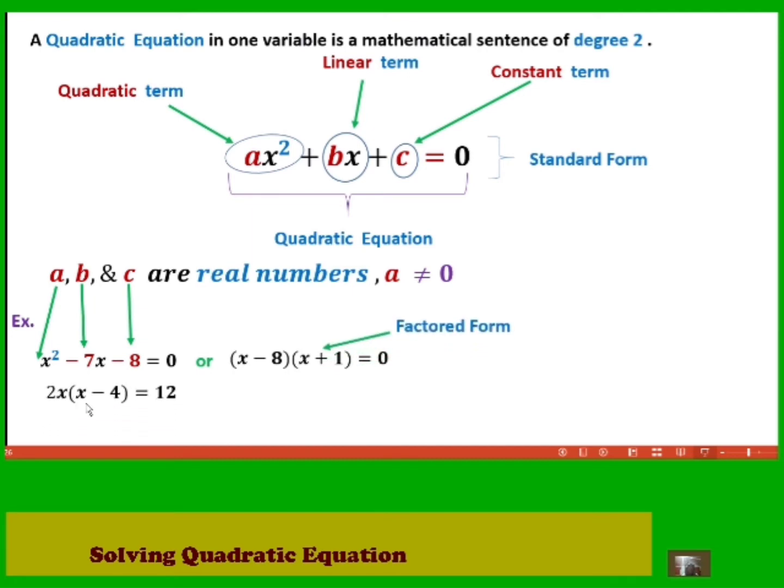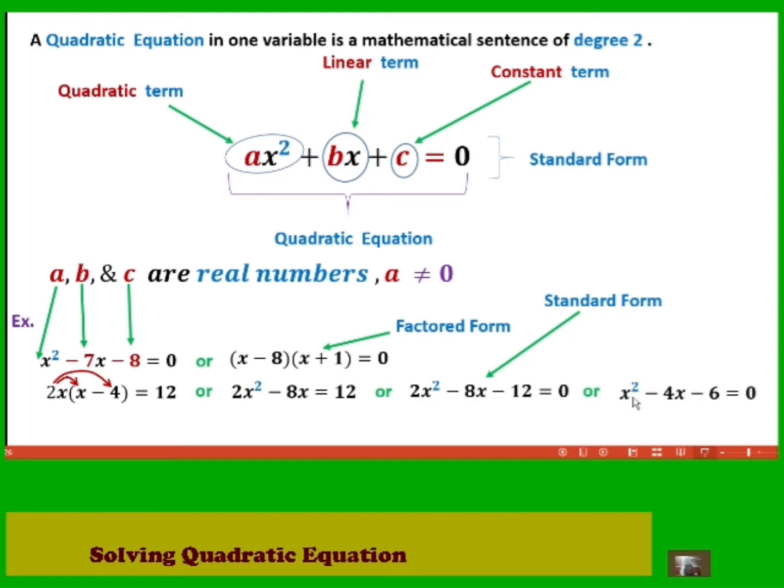Another one, 2x times quantity x minus 4 equals 12. If we distribute 2x in each of the terms, it is the same as 2x squared minus 8x equals 12. Or we can arrange the terms in the equation so that it is in the standard form. We notice that 2 is a common factor in each term of the equation. So we divide each term by 2 so that we have a reduced form of a quadratic equation, where a is equal to 1, b is negative 4, and c is negative 6.